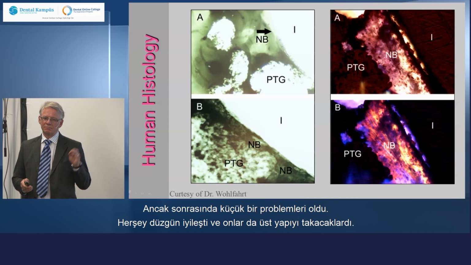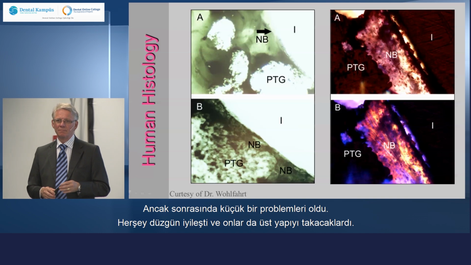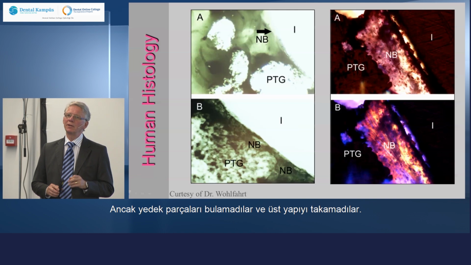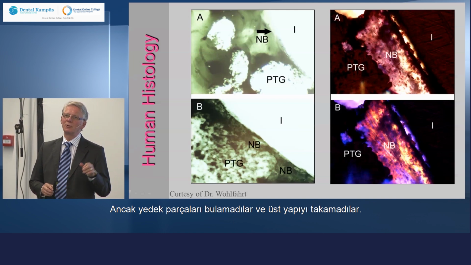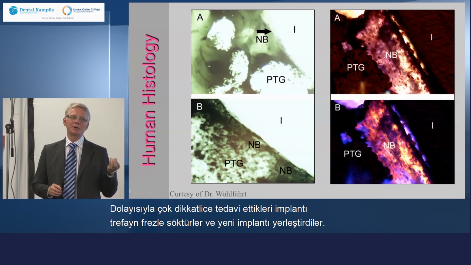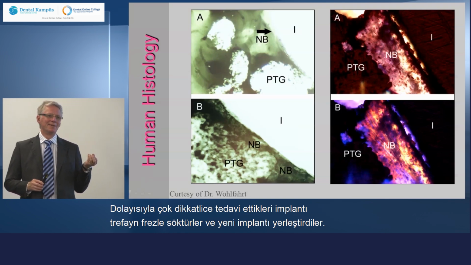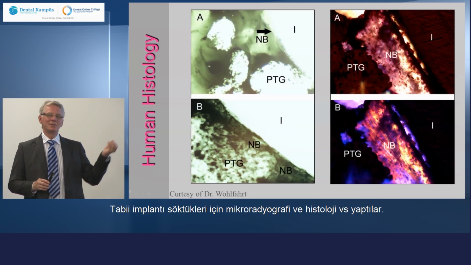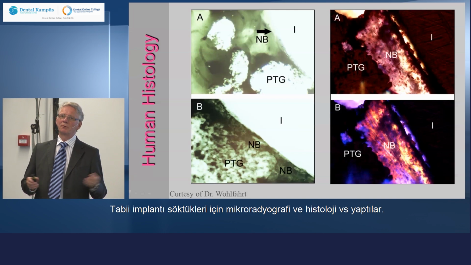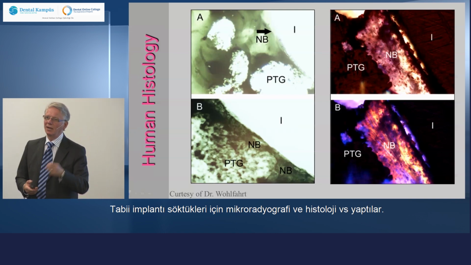And they then had one small problem. Everything healed nicely, and they were going to replace the superstructure, but they couldn't find the spare parts. So they couldn't put a new superstructure in place. So they had to take out the implant that they so carefully treated and put a new implant in. And since they now had to take out the implant, they could do microradiography, and they could make histology and whatever you want, since they had it.